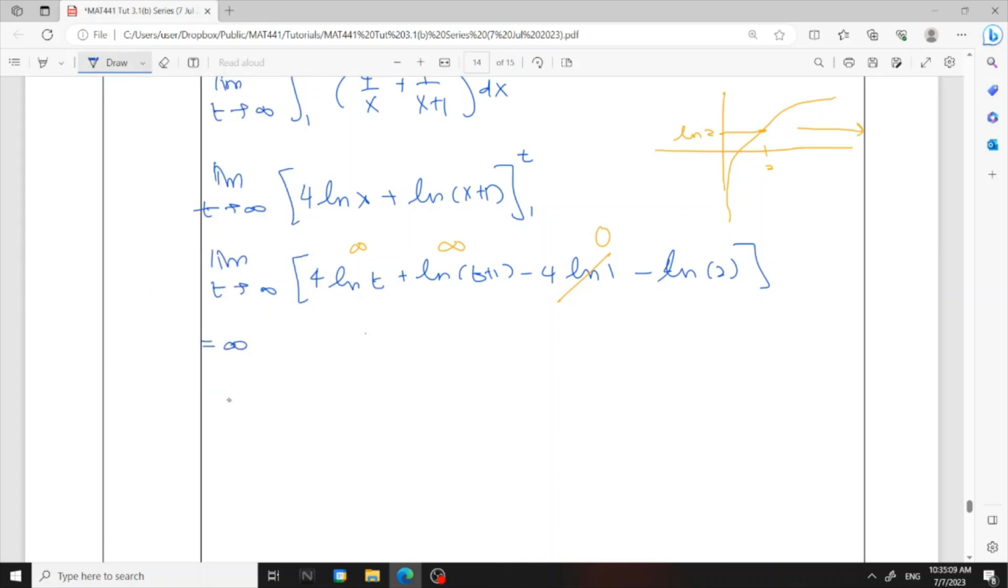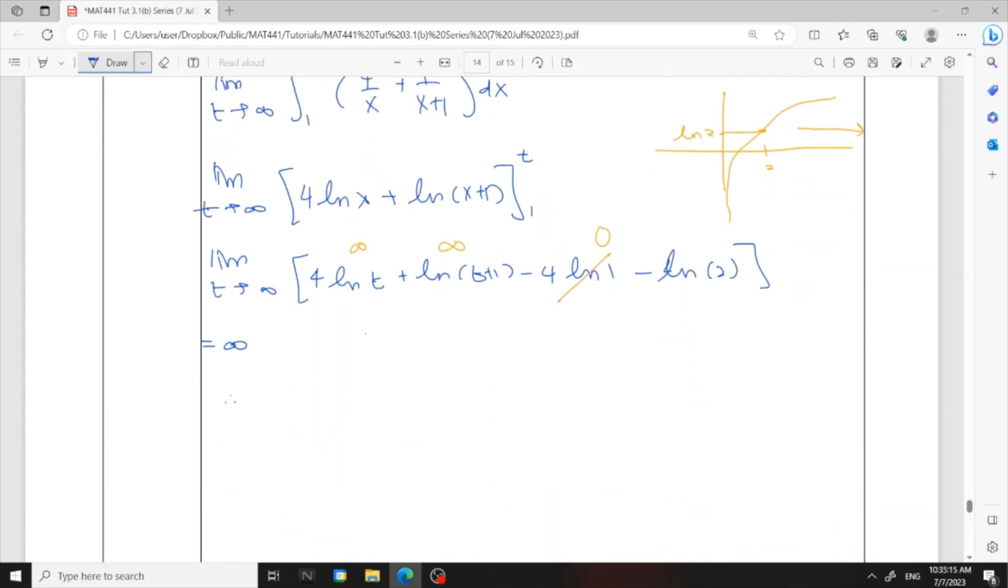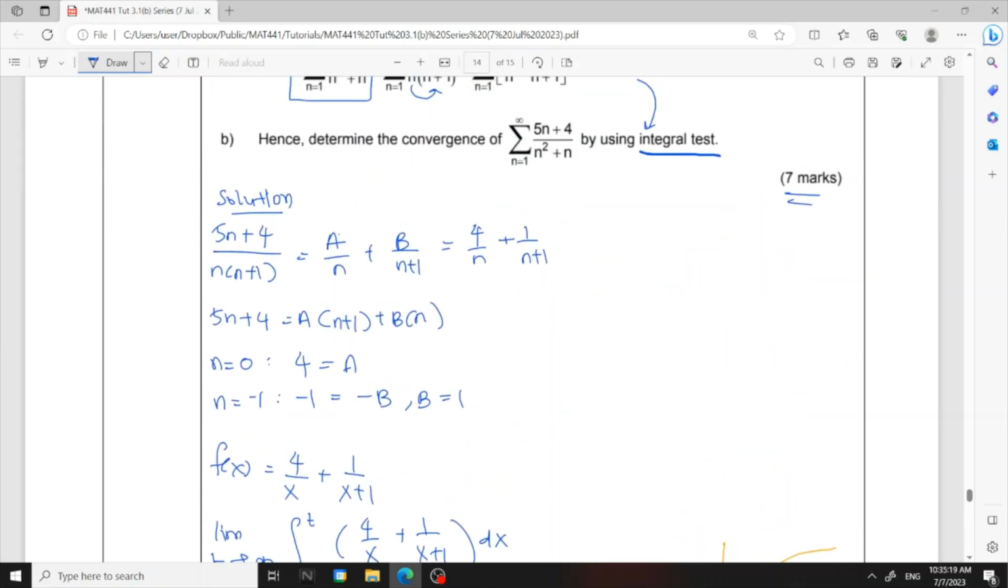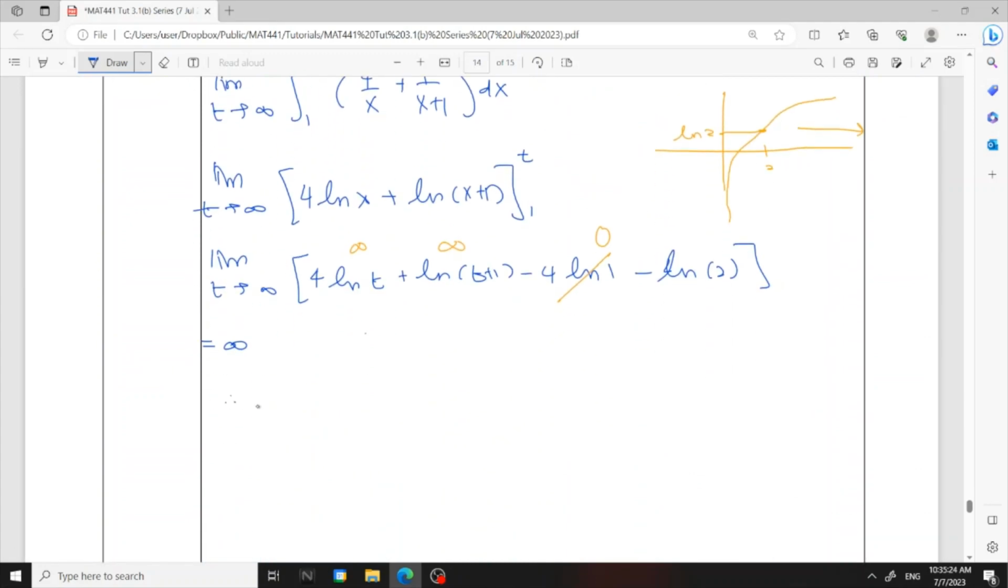So when it is infinity, we say the limit diverges. So this series diverges. By the integral test, this series diverges: the sum of 5n plus 4 over n times n plus 1 diverges.